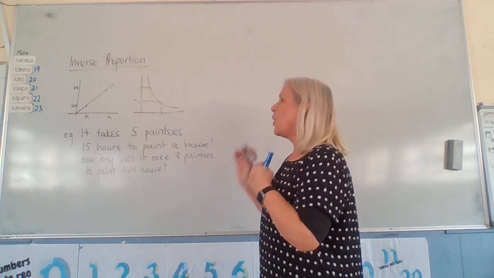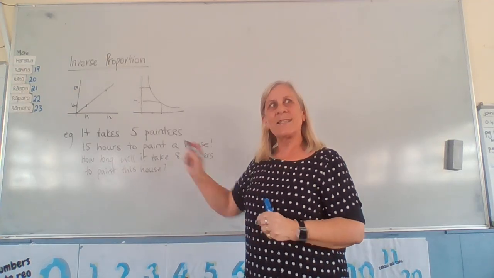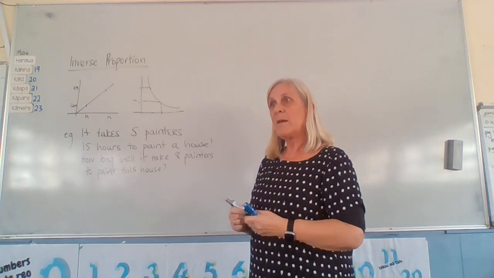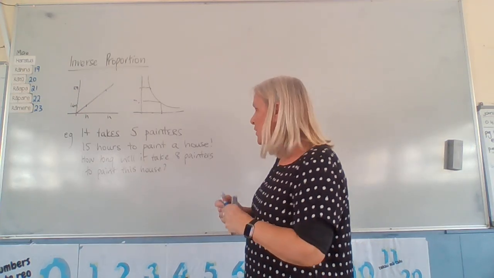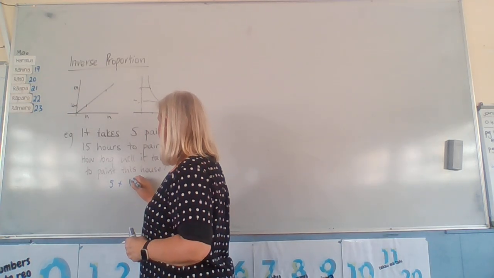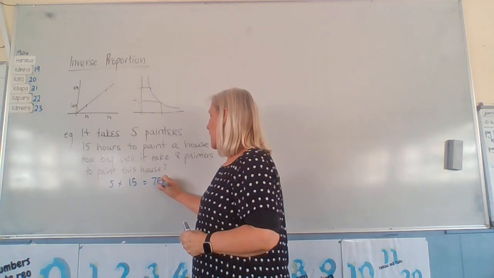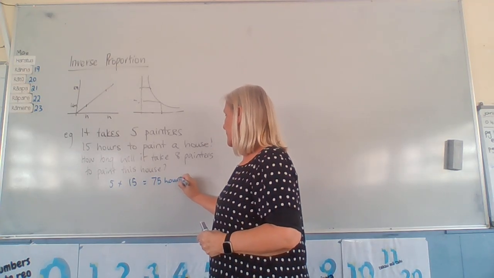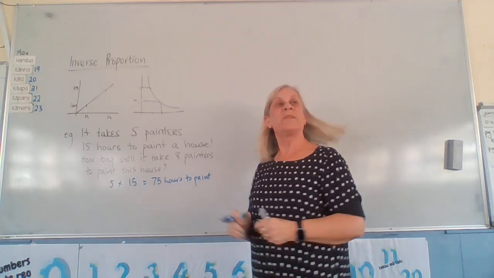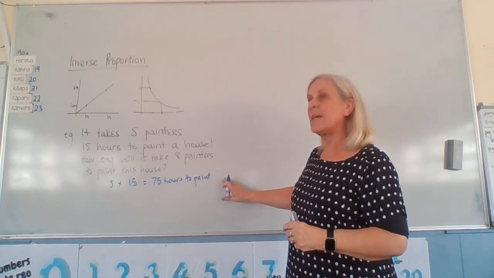All right, so what we need to work out is how many painting hours does the house take? How do we work that out? Max? 5 times 15. Good. 5 painters, each painting in that 15 hours means the whole house is going to take 75 hours to paint. All right? So one person would take 75 hours to paint this house.